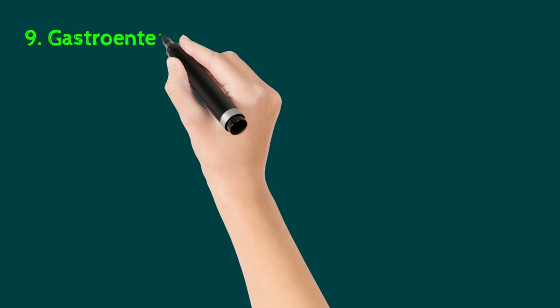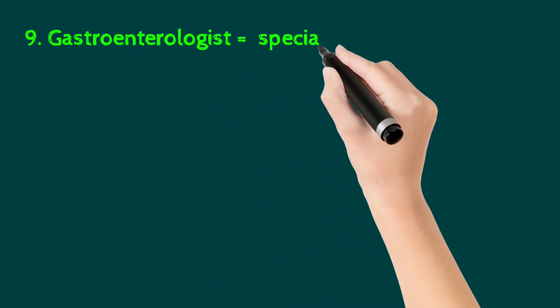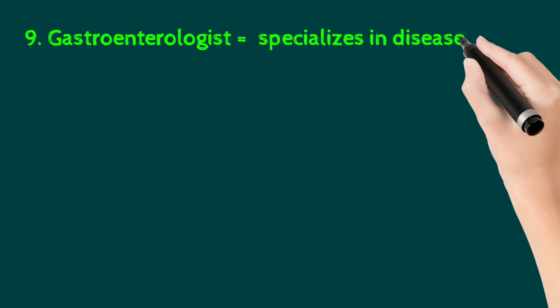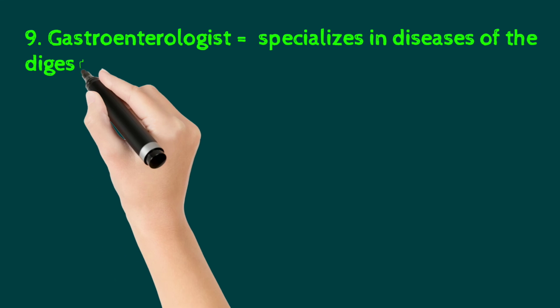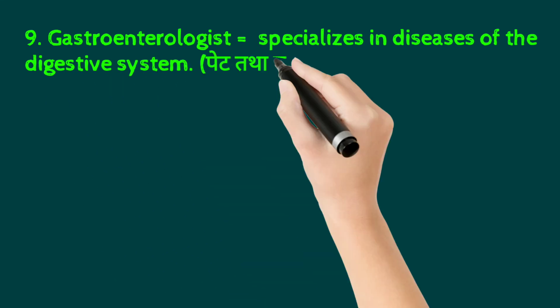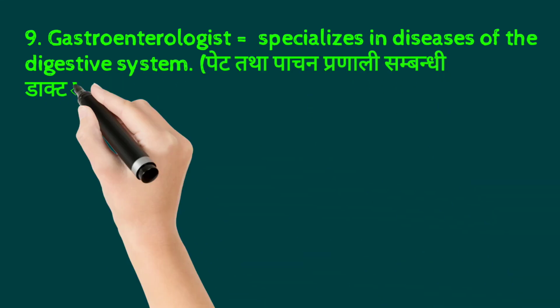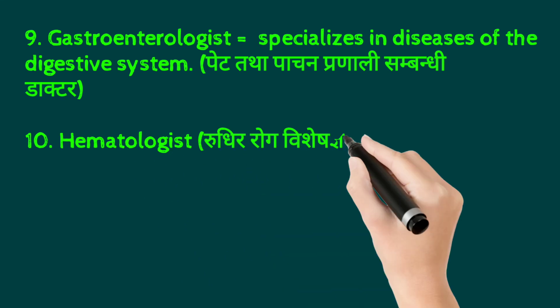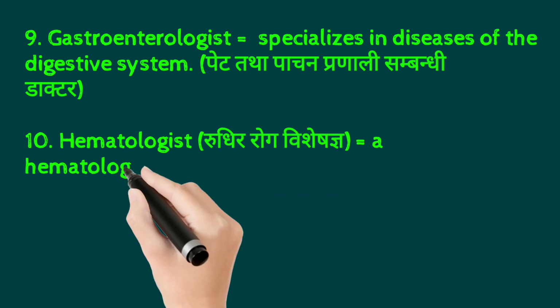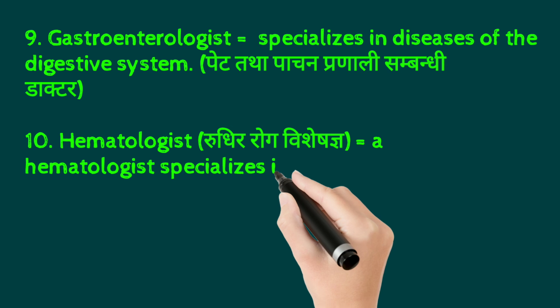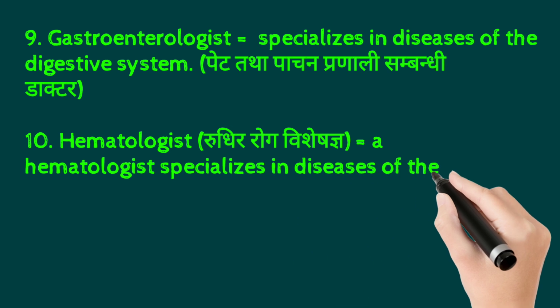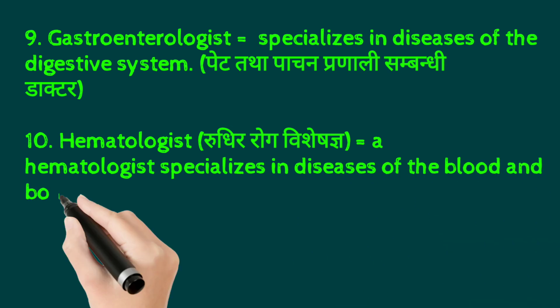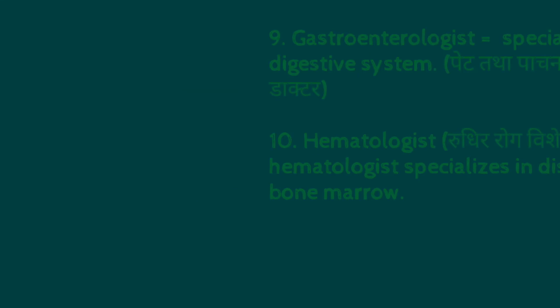Number 9 is gastroenterologist. It means a specialist in disease of the digestive system, पेट तथा पाचन प्रणाली संबंधित डॉक्टर. Number 10 is hematologist. It means रुधिर रोग विशेषज्ञ. A hematologist specializes in disease of the blood and bone marrow.